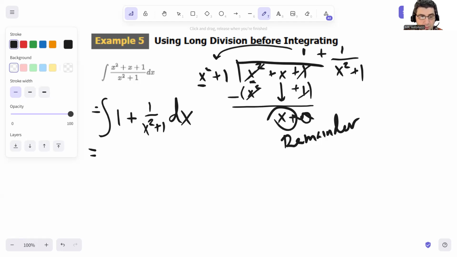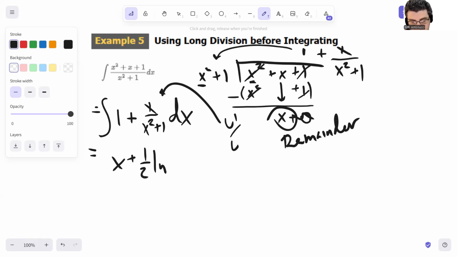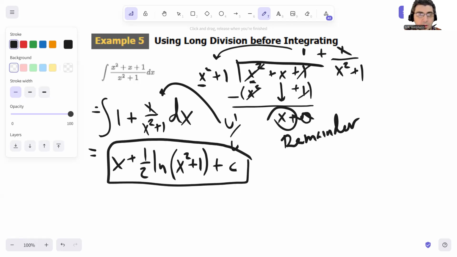And the antiderivative of 1 is x. Oops, I forgot the x here. That should have been an x, which makes this an x. So this is u prime over u in this form right here. The u would be x squared plus 1, which we can multiply by a half to get that to work out. So you'd have 1/2 natural log absolute value of x squared plus 1. Now the absolute values are unnecessary here because x squared plus 1 is always positive. Don't forget your plus c, and you have your answer.